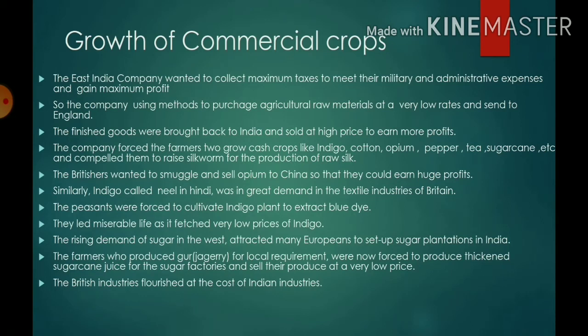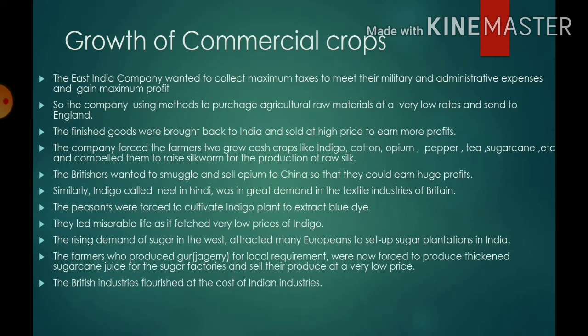Sugar, indigo, opium, cotton, jute, these are the commercial crops. The Britishers compelled our farmers to cultivate these crops.